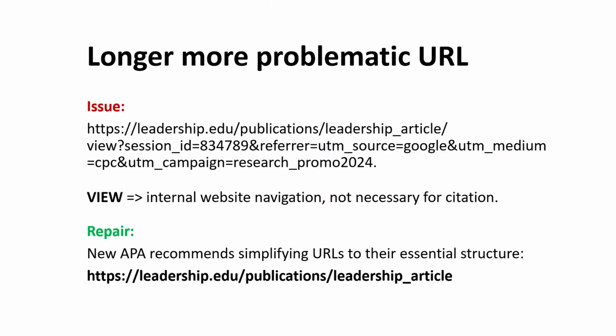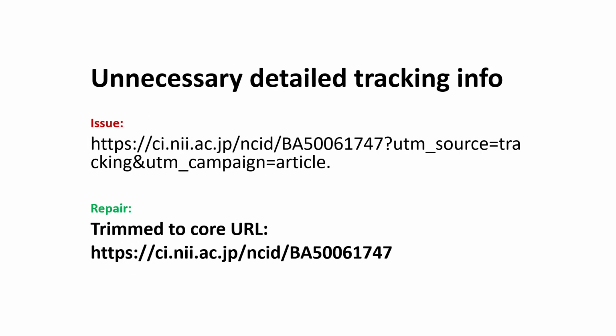Let me give you two examples and also show how we can repair that. The first one, we see a lot of internal website navigation information in the URL that we don't need, and that's anything after view, and we don't want that. Luckily, the new APA recommends you to simplify the internet address to just the essential structure. Second example, tracking info. Just trim it to the core URL.